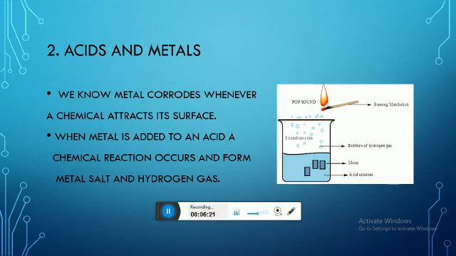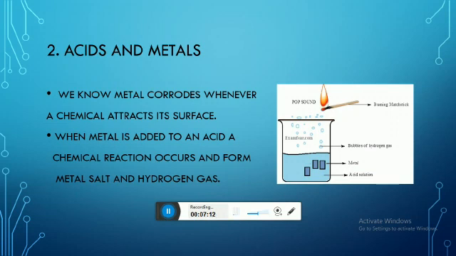So whenever metal is added to an acid, a chemical reaction occurs and forms metal salt and hydrogen gas. Look at the example now in the figure. In this example, we have an acid solution in the beaker. We put in small bars of metal, and after putting them in, a chemical reaction will occur. As I told you, it makes metal salt and hydrogen gas. So hydrogen gas will be released during the chemical reaction. You know very well that when acid reacts fast with metals, hydrogen gas is released.